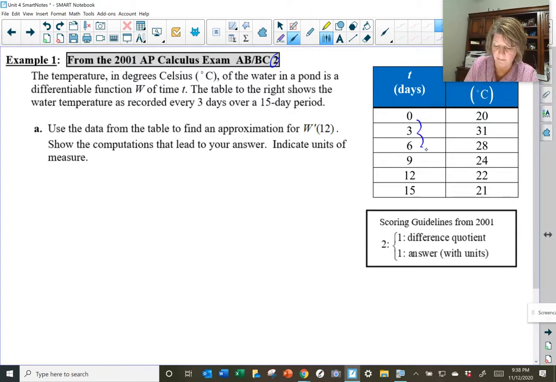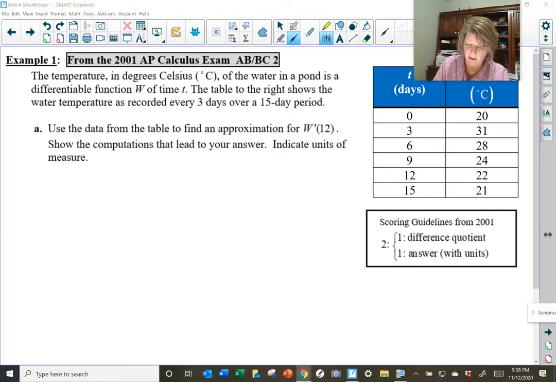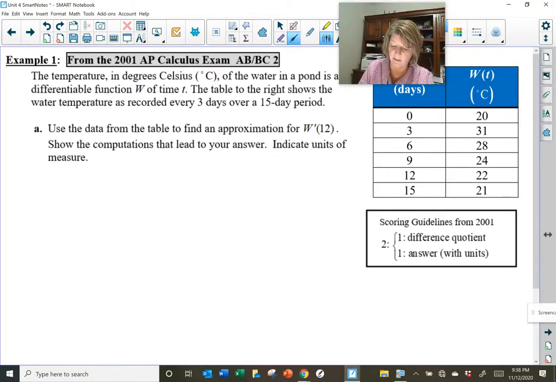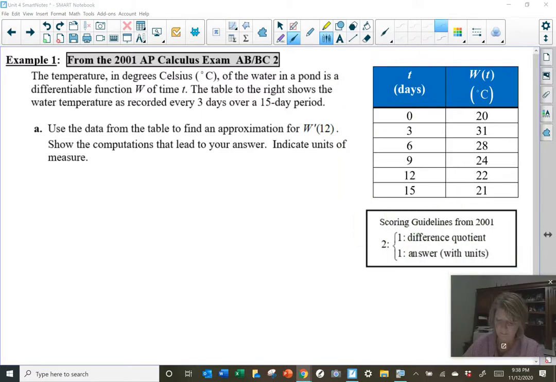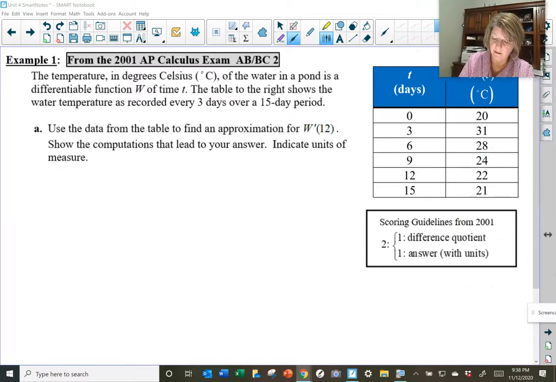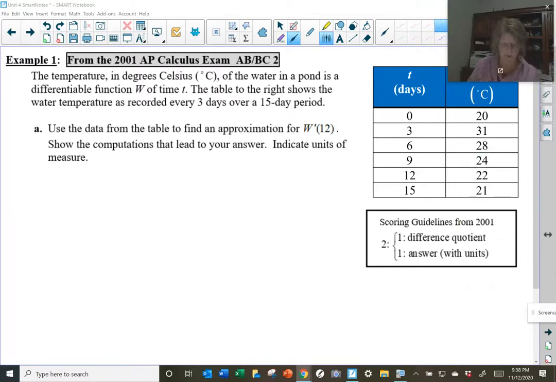Every 3 days. Yep, we can see every 3 days. It goes from 0 to 15. That makes sense. What else is going on here? Underneath here, I see the W of t column. There's our Y, our output values. And it was in degrees Celsius. So every 3 days they recorded the temperature.